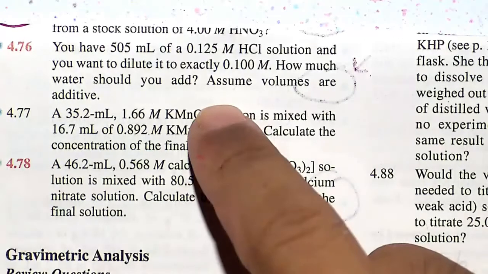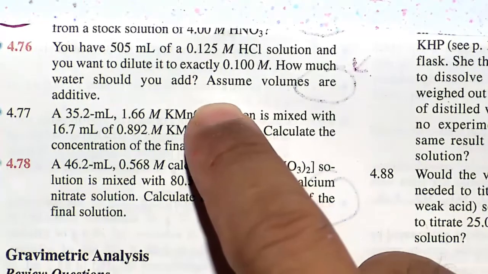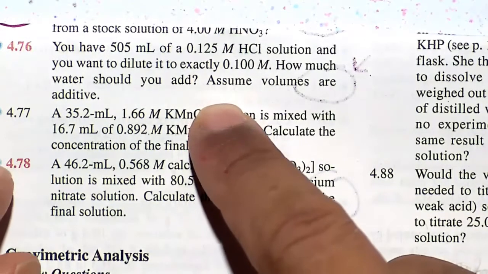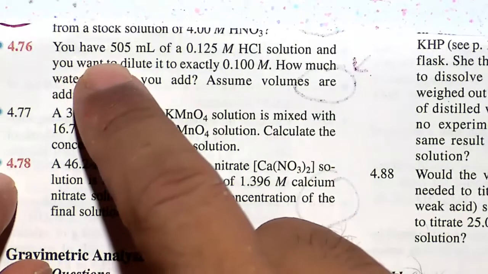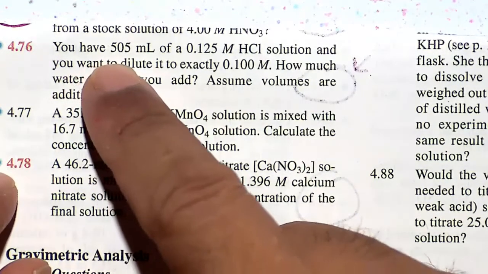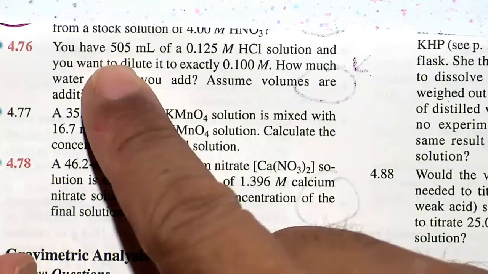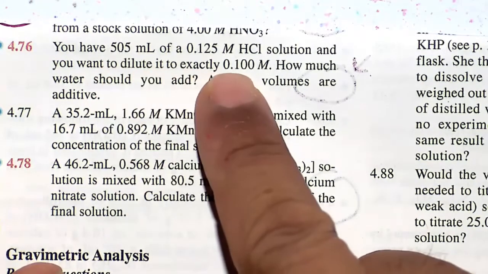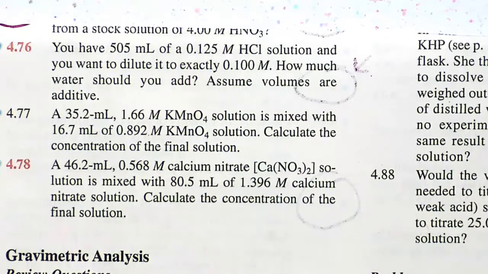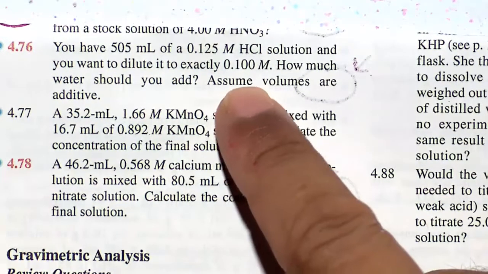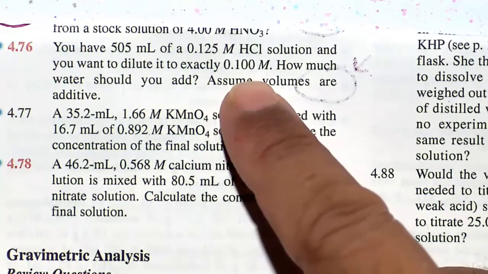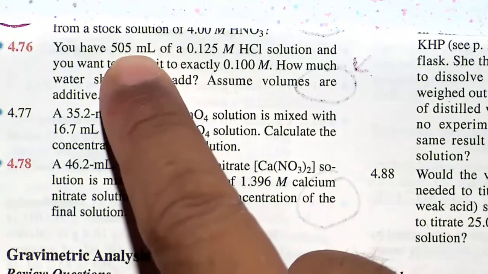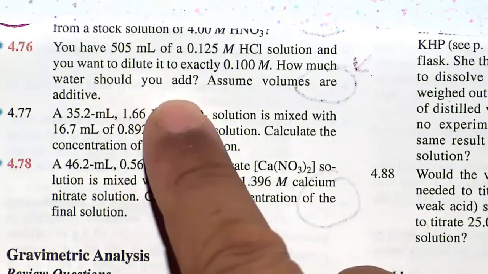So here's a dilution problem where you'll use M1V1 equals M2V2, but it has a little bit of a twist. M1V1 equals M2V2 anytime involving dilutions. So we have 505 ml of a 0.125 molar HCl solution. Okay, so that's what we have. We want to dilute it to 0.100 molar, which basically means we need to add some water to this. How much water should you add?